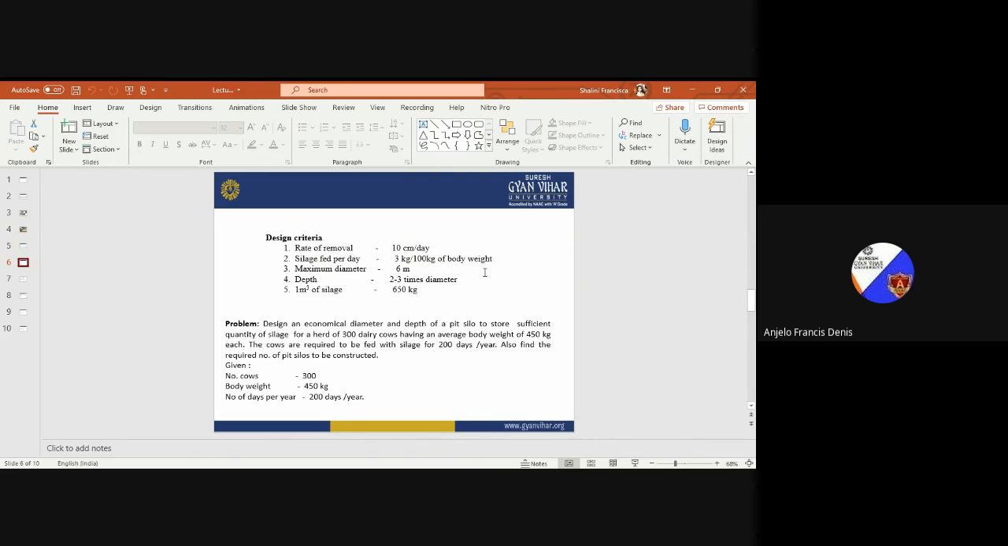So given in the question itself: number of cows 300, body weight 450 kg, and number of days per year which has to be fed, that is 200 days per year.